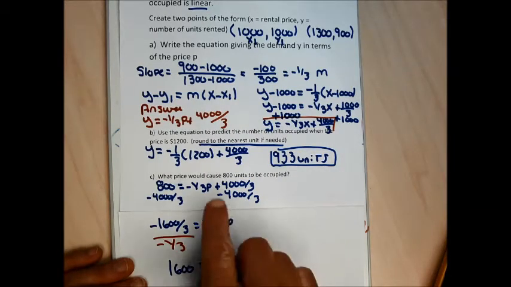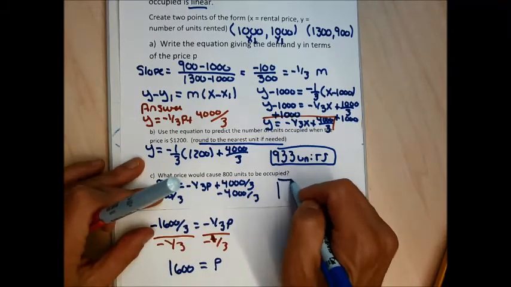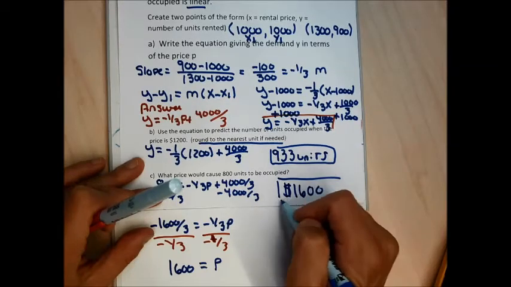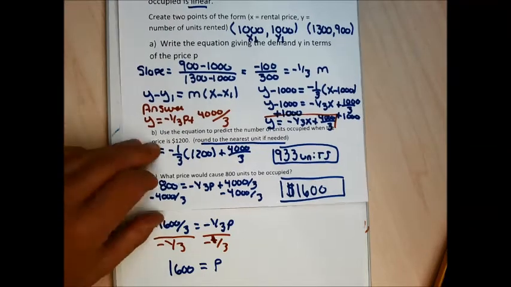So my question was, at what price will 800 units be rented? And my answer is going to be $1,600 will cause 800 units to be rented. I don't need to really write a sentence, but a dollar sign was nice there in the answer. Notice I did a lot of work on my calculator, and I would expect you to do that unless you just care to do the fraction work by hand. It's kind of dangerous to do it by hand and probably safer on a calculator.